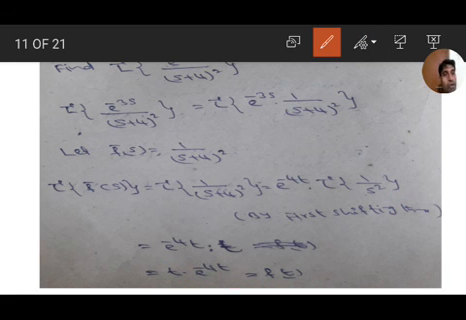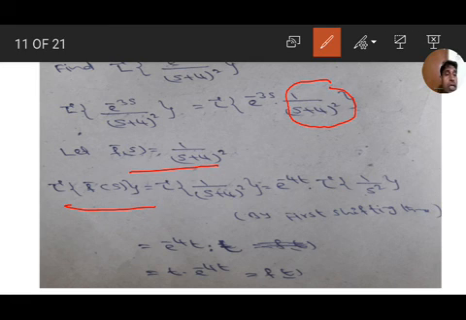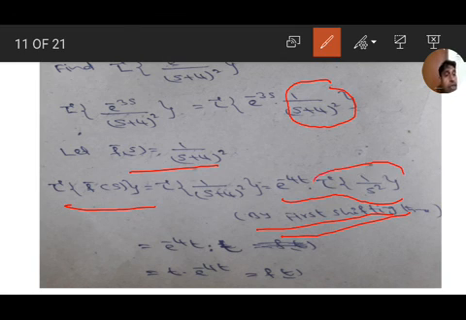Here f bar s equals 1 by s plus 4 whole square. Listen carefully: its inverse Laplace transform is e to the power of minus 4t into L inverse of 1 by s square, using the first shifting theorem we discussed in the previous class. And L inverse of 1 by s square equals t, therefore we get the answer t into e to the power of minus 4t as f of t.